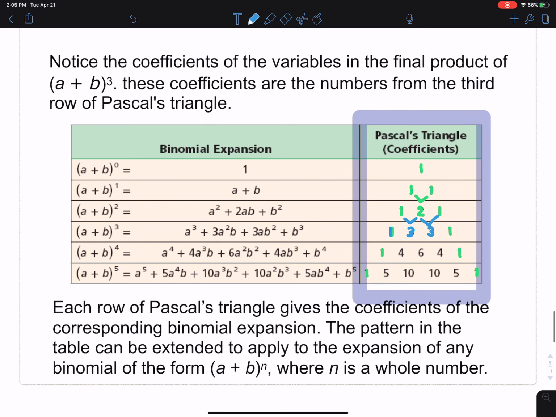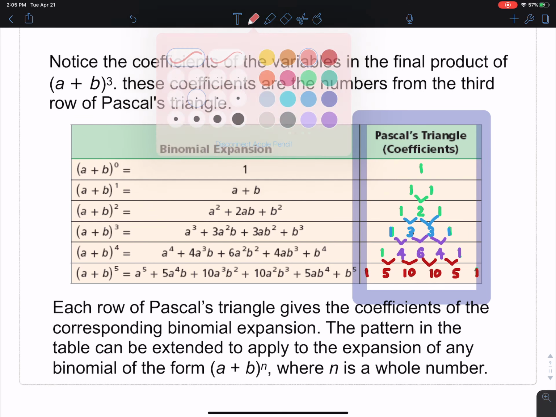And then next row, 3 plus 1 is 4. 3 plus 3 is 6. 3 plus 1 is 4. And then we have our 1s on the outside. And then next row, we could keep going on forever and ever and ever. But we'll just do a couple more. So 1 plus 4 is 5. 4 plus 6 is 10. 6 plus 4 is 10. And 4 plus 1 is 5. And then again, we have our 1s on the outside.